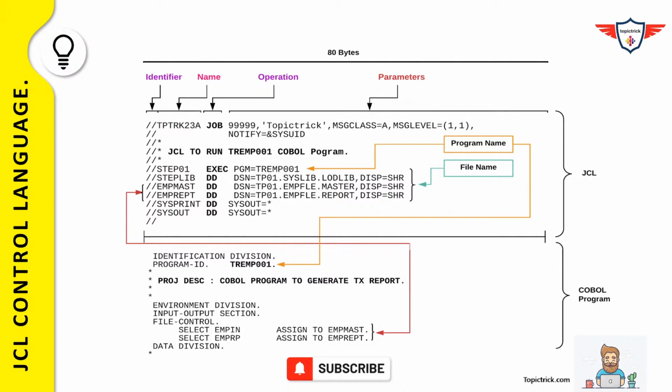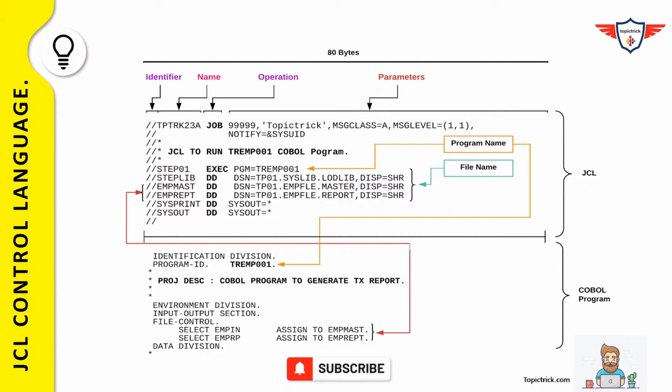After that you have a DD statement that is EMPMAST, that is employee master file, and EMPREPT, that is employee report. So these are the two files. One is an input, the other one is an output file, and these two files are used as they are in the COBOL program. So if you see the file control section of the COBOL program, which is mentioned in the bottom section, you'll have the first file that is EMP-IN. So this is actually a file name which is mapped to EMPMAST of the JCL, right? And after that you have SYSPRINT and SYSOUT. These are the two DD statements which are used to specify where you want to print your job related messages.